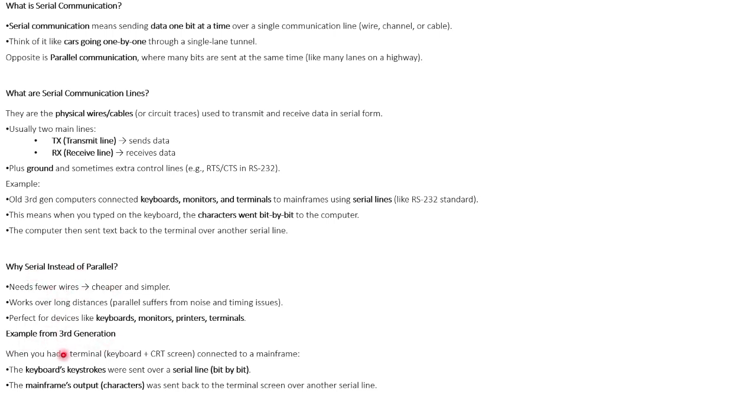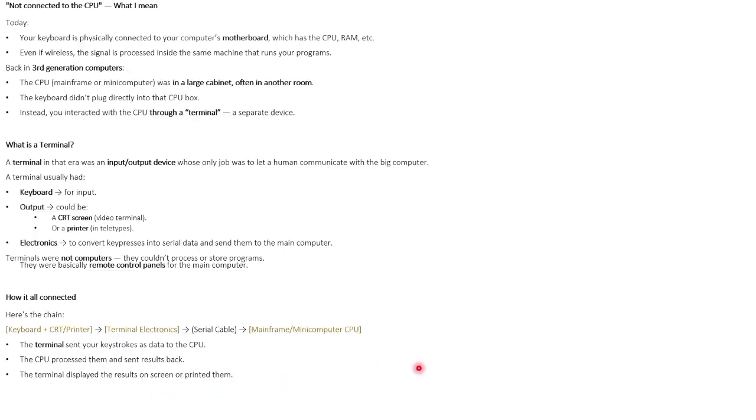Example from the third generation: when you had a terminal, keyboard plus CRT screen, connected to a mainframe, the keyboard keystrokes were sent over a serial line bit by bit. The mainframe output characters were sent back to the terminal screen over another serial line.